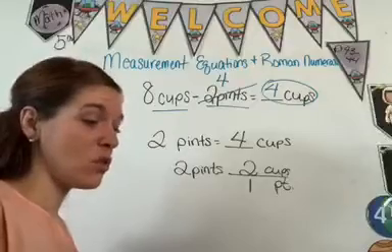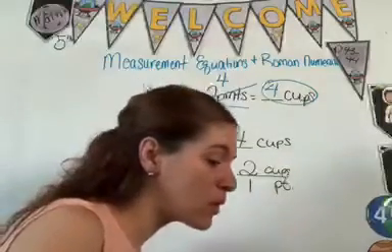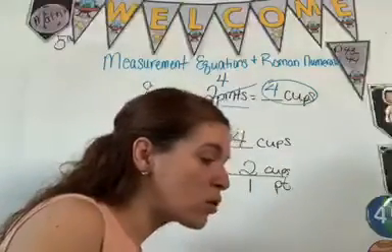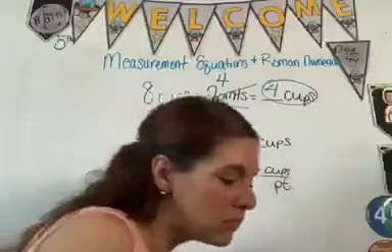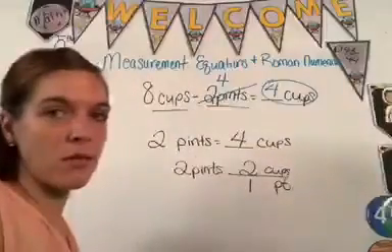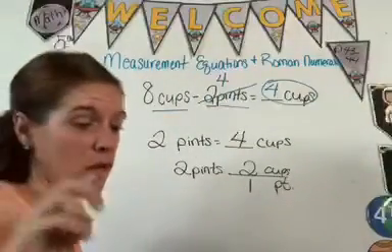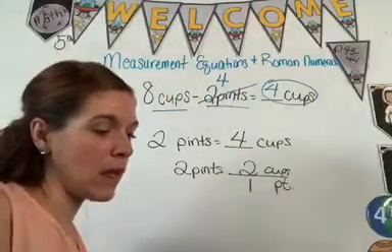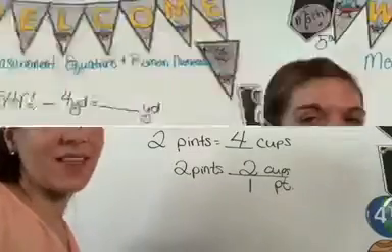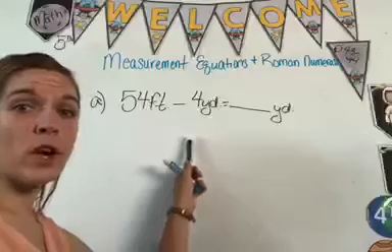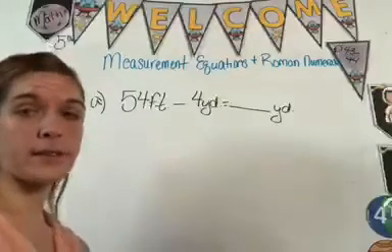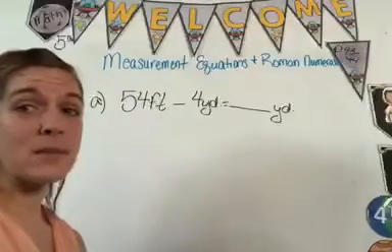We are going to do 2 more together so I can leave you with C, D, and E by yourself. Okay? So here we go. We're going to do A and B. Look at your paper. Let's do A and B together. Okay, here's letter A. 54 feet minus 4 yards equals how many yards? Well, right now it's impossible.